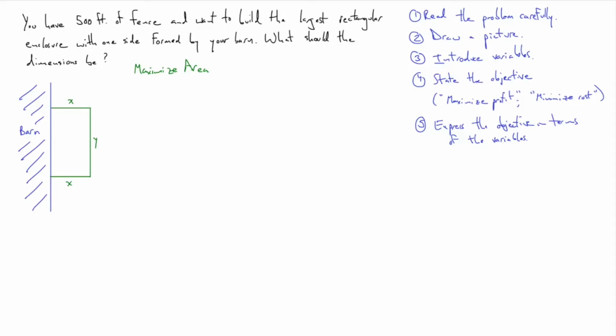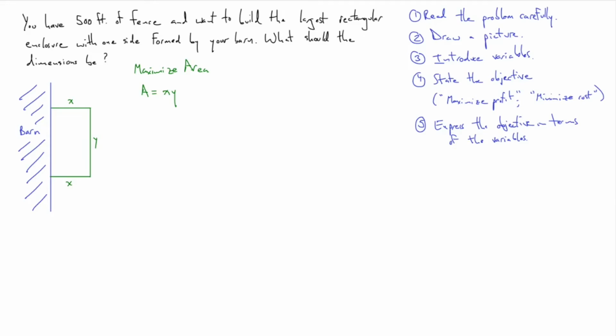And the beauty of writing down that objective so explicitly is that the next step is to express the objective in terms of the variables. Well, if I'm trying to maximize the area, then I need a function for the area in terms of my variables that I've introduced, X and Y. And that's very easy to come up with. It's the area of a rectangle. The area is X times Y, the width times the height, or the width times the length.